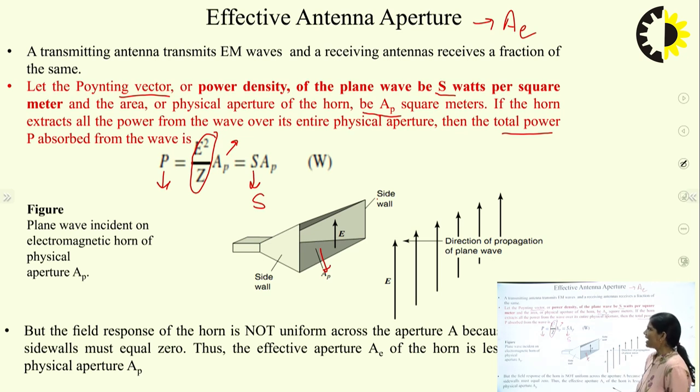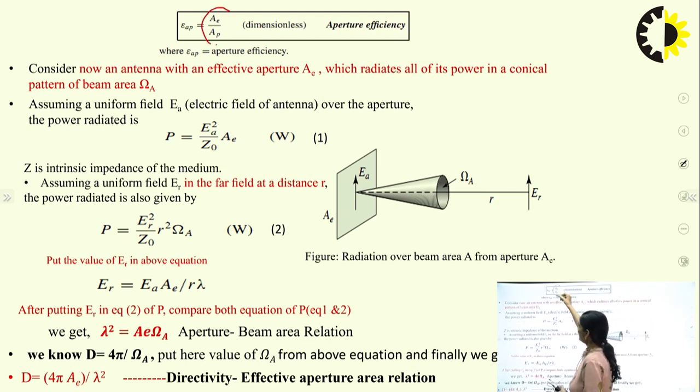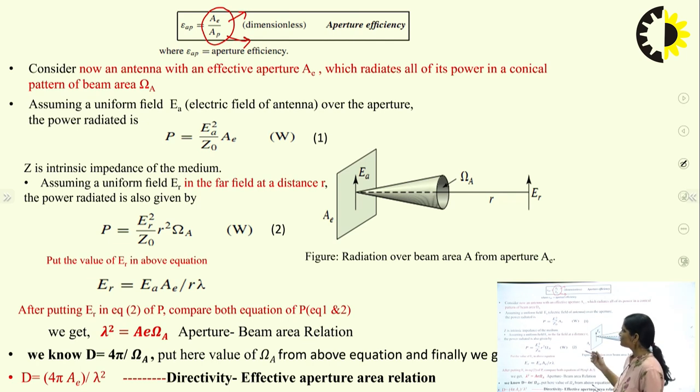Now you have to derive the relation between effective aperture area and directivity. Let us consider aperture efficiency. It is equal to AE upon AP, the effective aperture area upon the physical aperture, and it is dimensionless. So by this formula also you can find the aperture efficiency.